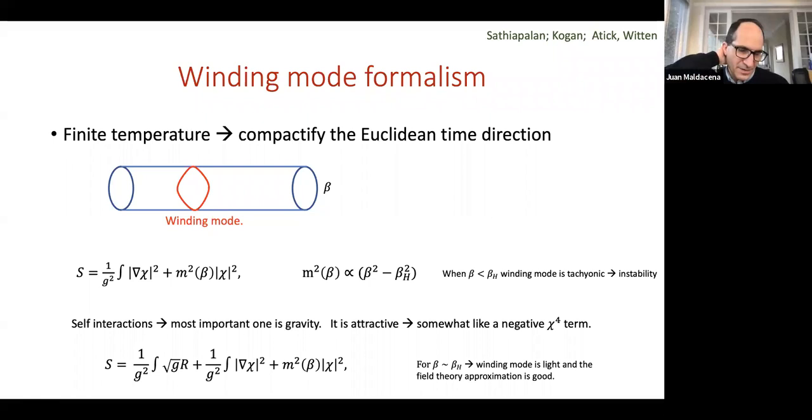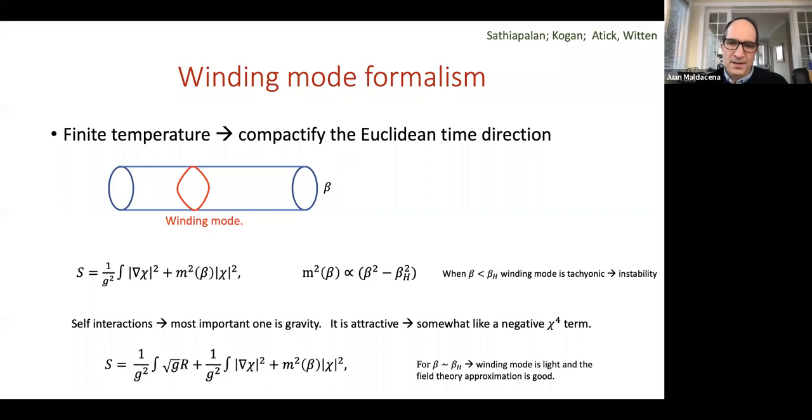So in other words, in D minus one dimensions, we would have an action which will include the Einstein gravity term and some other massless fields like the radius of this dimension and also the dilaton that I didn't write here, and also this winding mode that is light now. Because it's light, the field theory approximation will be good, and we can neglect all other higher stringy modes.